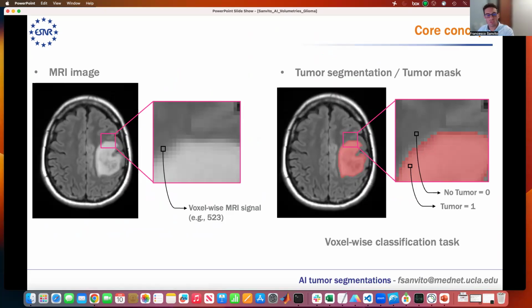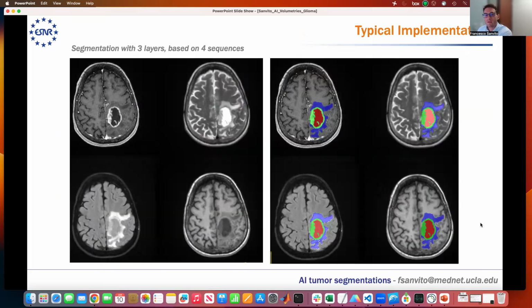So before we even start, what is tumor segmentation? Tumor segmentation is a classification task where we have to classify each voxel of the image as involved by the tumor or not. So for each voxel, we say tumor yes, tumor no, essentially. In the most typical implementation, it is just a little bit more complicated than that.